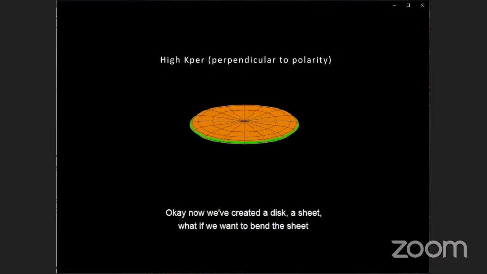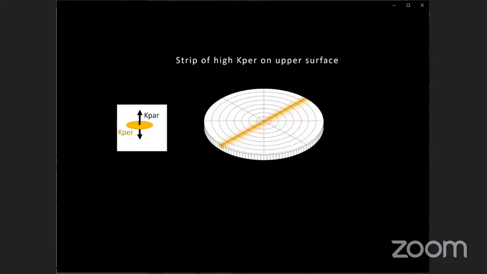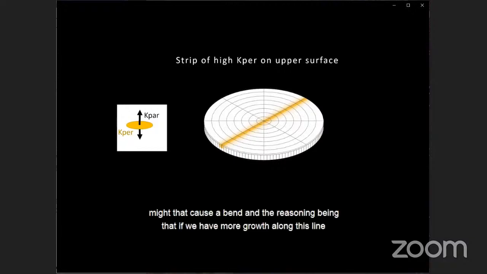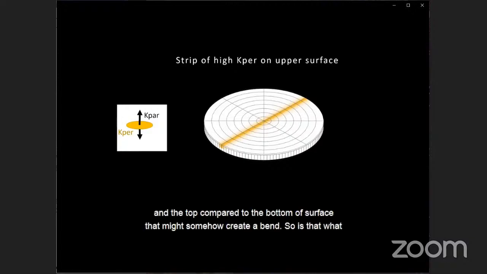Okay, now we've created a disc, a sheet. What if we want to bend the sheet, as in origami? So how might we do that? Well, here's an idea. Suppose that we have a strip of higher growth rate on the upper surface of our sheet. All right, so high growth perpendicular to the polarity on the upper surface of our sheet. Might that cause a bend? And the reasoning being that if we have more growth along this line and the top compared to the bottom of surface, that might somehow create a bend. So is that what happens?